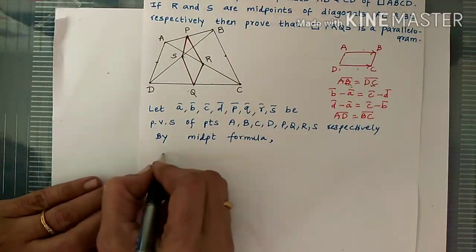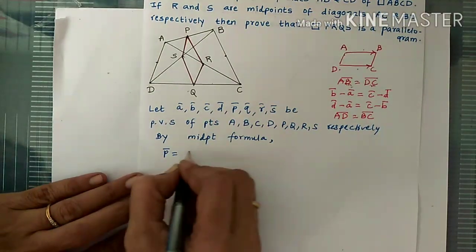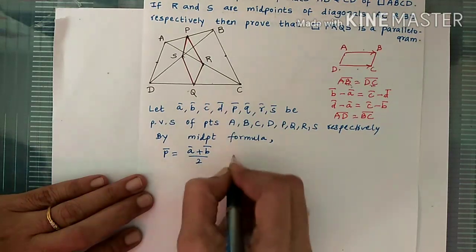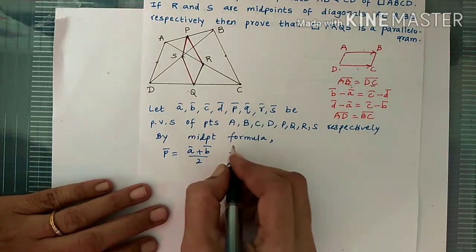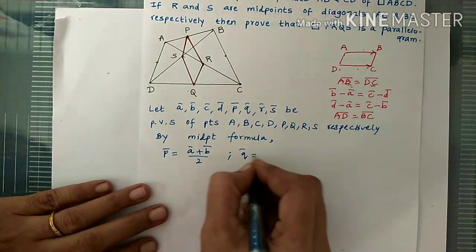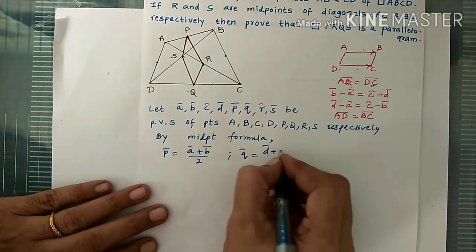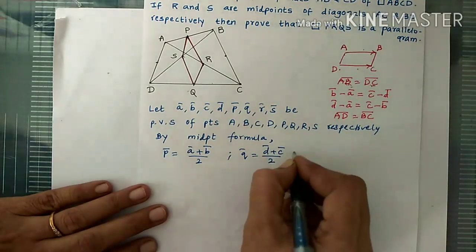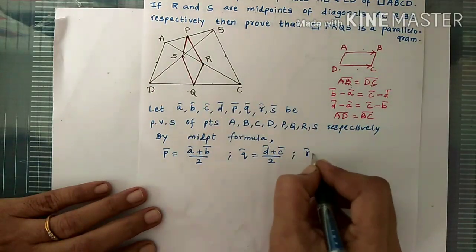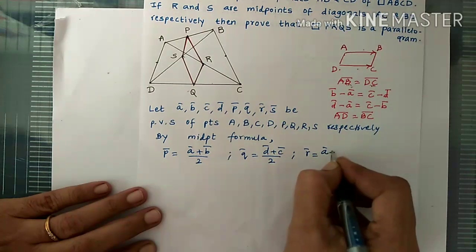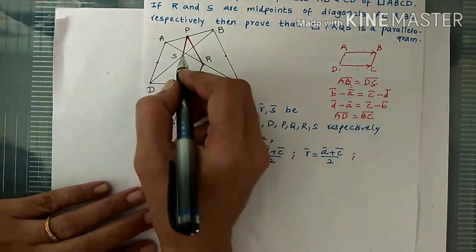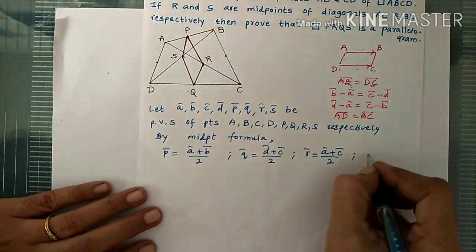So P bar is A bar plus B bar upon 2. Then we have Q bar. Q is midpoint of DC. So Q bar is equal to D bar plus C bar upon 2. Then R is midpoint of AC. So R bar is equal to A bar plus C bar upon 2. S is midpoint of BD.